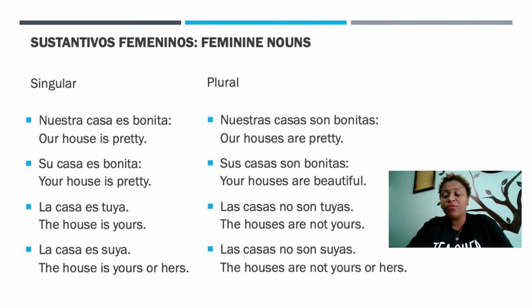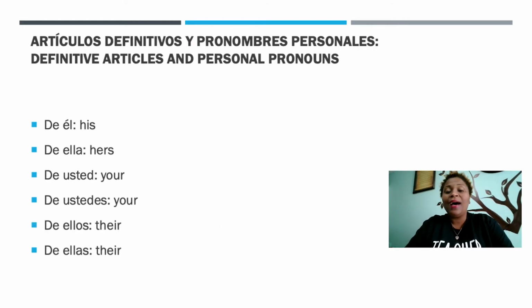So, definitive articles and personal pronouns. Artículos definitivos y pronombres personales. I know that was a lot. Let's say that again. Artículos definitivos y pronombres personales. One more time. Artículos definitivos y pronombres personales. Good.